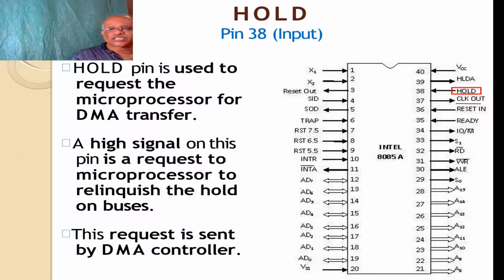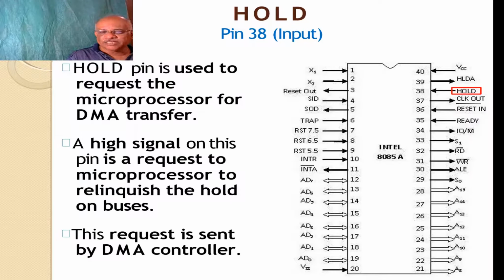Now we will go to the next pin, pin number 38, that is HOLD. The HOLD pin is used to request the microprocessor for DMA transfer. DMA is another concept in the data transfer schemes used by microprocessor 8085. DMA stands for direct memory access. The detailed concept of direct memory access we will discuss in due course, but here you have to remember only that the HOLD pin is used in DMA transfer of data, meaning when the data is transferred directly from a memory location to the output device, or from an input device to the memory location.